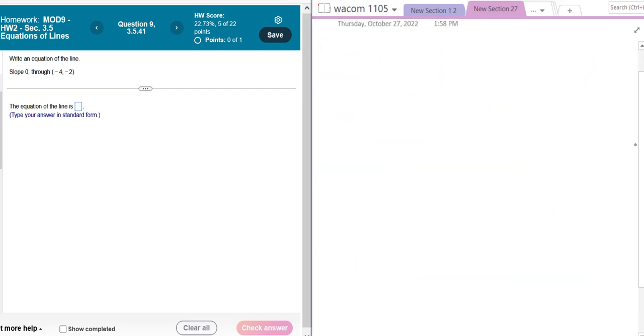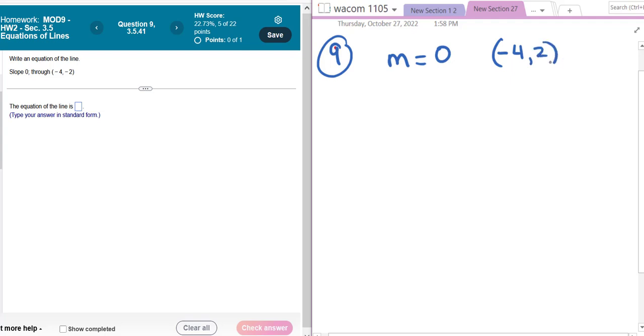Next we have number 9. And this one is a special line. They are giving us slope and they are giving us a point. Whoops, I copied wrong. That should be negative 2. And they want this in standard form. And this one you could plug into your form, y minus y1 equals m times x minus x1. We'll do that. Or you can remember the type of line it is. So I'll show you 2 ways to do this one.